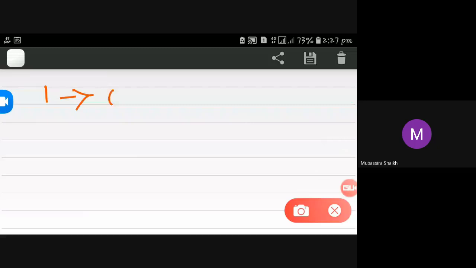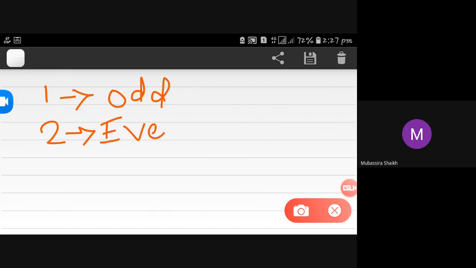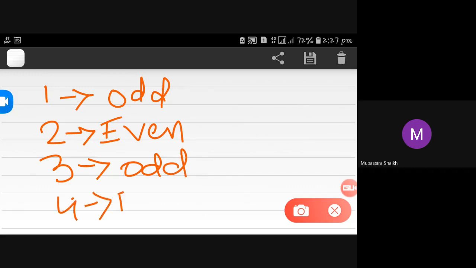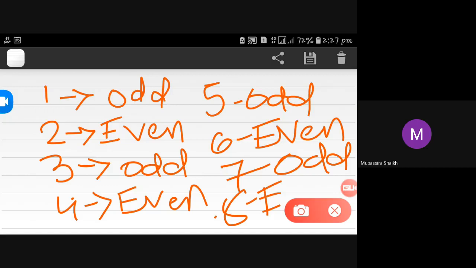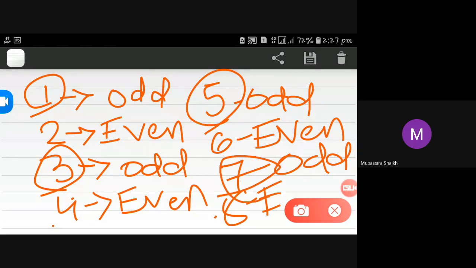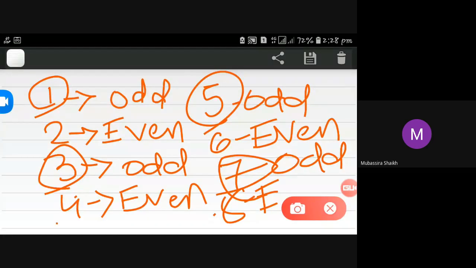See, one is odd, then two is even, three is odd, then four is even. See here, 5 is odd, then 6 is even, 7 is odd, 8 is even. Now here is the pattern. Alternate number is odd. See, 1 is odd, then 2 is not. Then again 3 is odd, 4 is not, 5 is odd, 6 is not, then 7 is odd. So till the number, this pattern is following. Alternate number is odd and even. See this here, number 10.